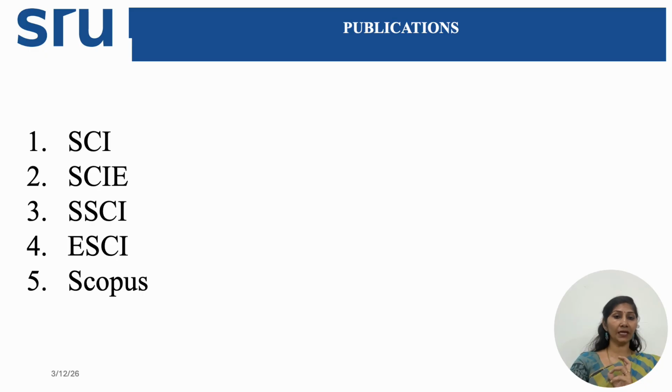Next, coming to the indexing part, these published journals have been indexed in different categories: SCI, SCIE (SCI Expanded), SSCI, ESCI and Scopus. If you take priority, SCI has a higher weightage and Scopus has a lower weightage. Here also it is divided into quartiles. In the next slide we will see what the quartiles are and how they are divided.